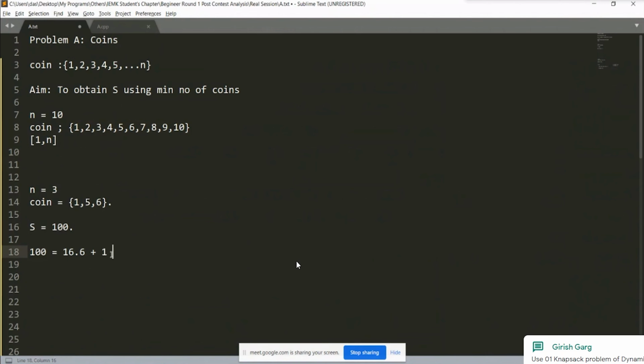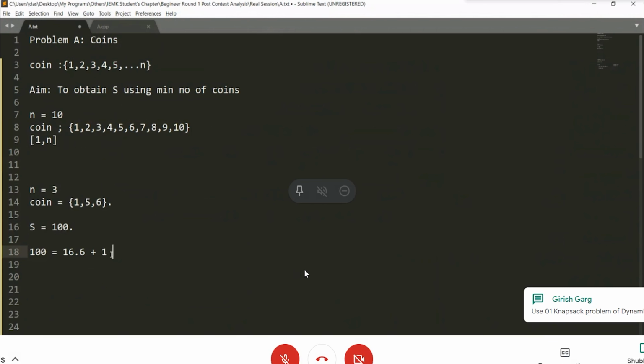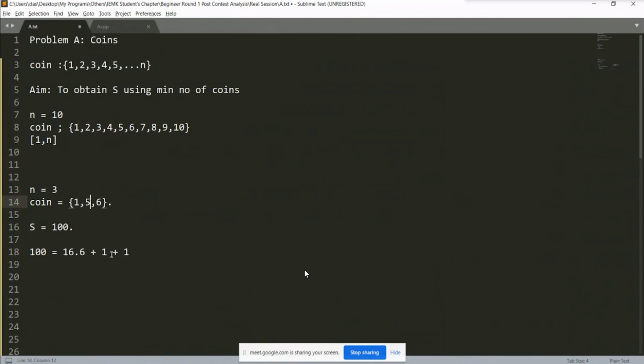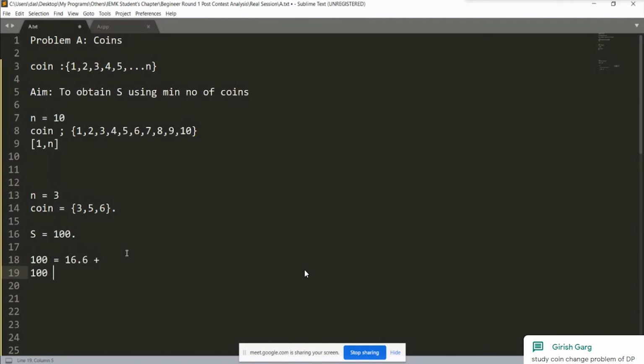So either I can do it 1 plus the remaining 1, but had the 1 also not been there, then it would have been impossible, because we have 16 into 6 and the remainder is 4, and then we can't do anything. But the second approach is that we will start not with 6 but 5. So we will do 5. We can do it 5 into 20 times.